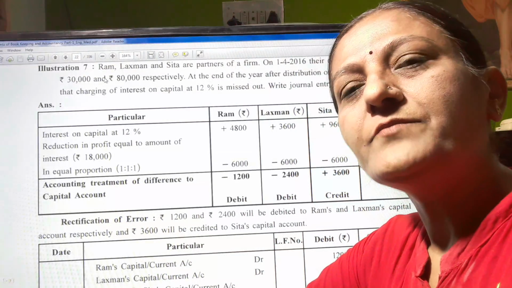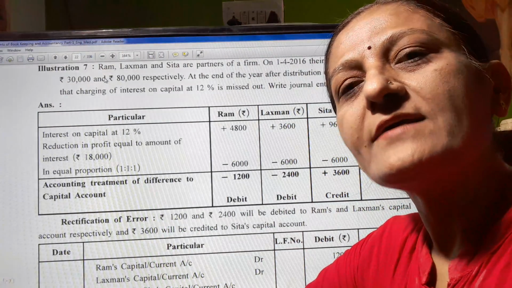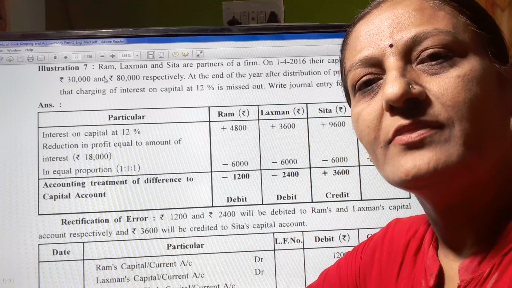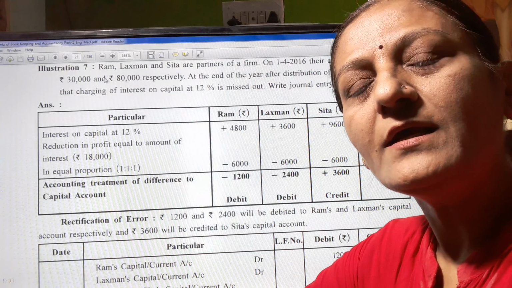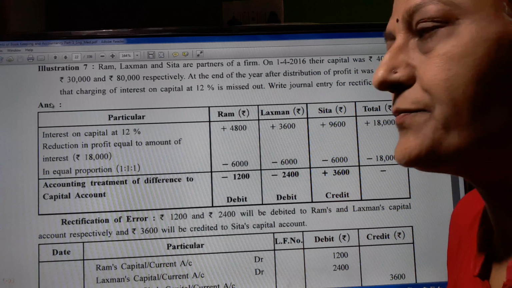Hello everyone. Today is day 9, and in the previous lecture we completed illustrations number 1 to 6. Now today we will continue from illustration number 7.